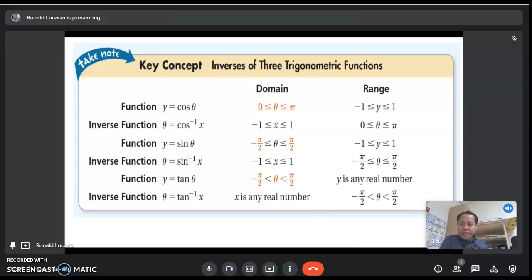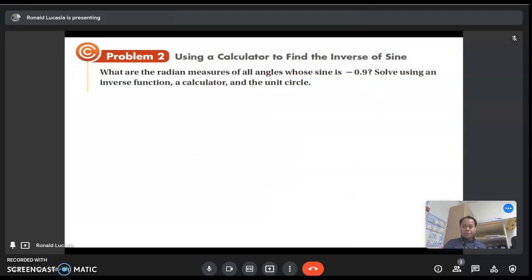So let's go to the next example. But before that, I would like you to take down notes of the domain and the range of the following trigonometric functions. So number 2 problem: what are the radian measures of all angles whose sine is negative 0.9? Solve using an inverse function, a calculator, and the unit circle.